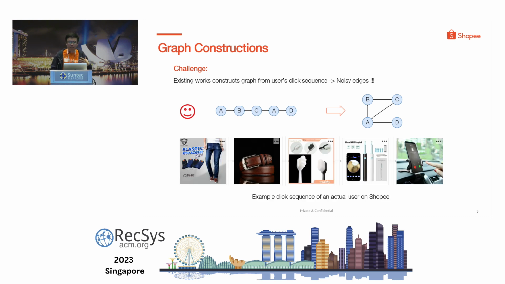This is an example of an actual user click sequence in Shopee. You can see that the user interest shifts very quickly from male fashion to dental care to mobile accessories. So if you follow the conventional way of building the graph, you will end up with a very noisy graph.